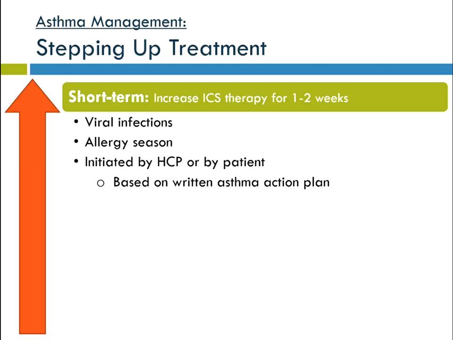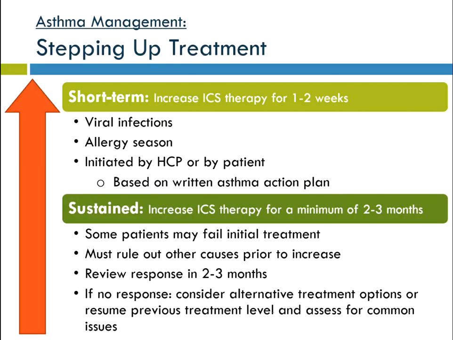For short-term step-up, so this is increasing the ICS therapy for 1 to 2 weeks. We will do this if they've had a viral infection, if it's currently allergy season, or if it's initiated by the healthcare provider, HCP, or by the patient. That's going to be based on the written asthma action plan. So in this case, this is when a patient would modify their dose on their own with guidance from the healthcare professional. Okay, we're going to talk about how you pick that dose in a bit.